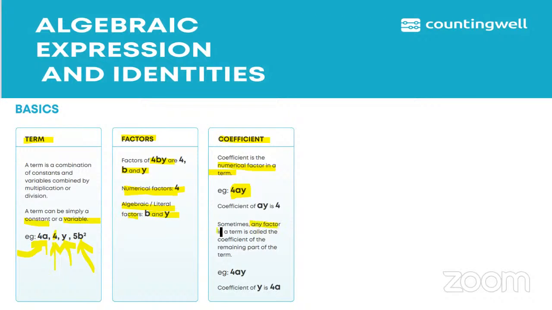Also, any factor in a term is called the coefficient of the remaining part of the term. For example, here we can say the coefficient of y is 4a. But generally it is the numerical factor in a term. So if you are asked to find the coefficient of 5b square, then it will be 5, because 5 is the numerical factor of that term.